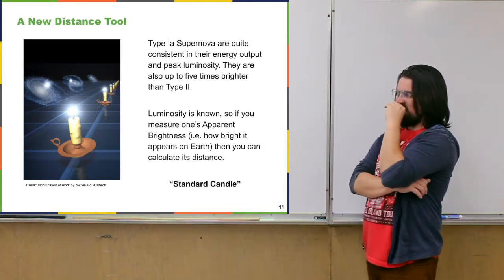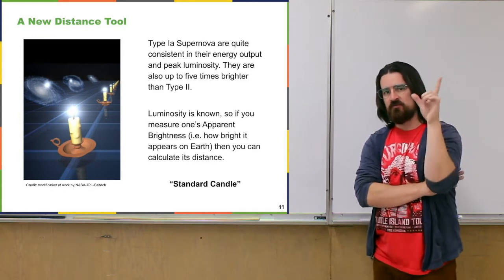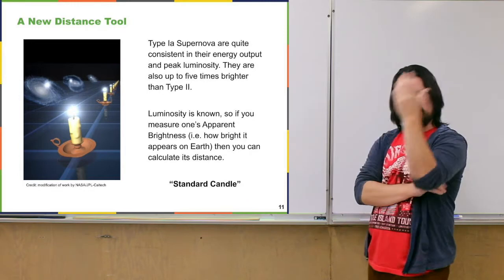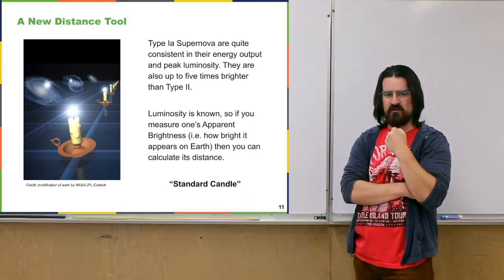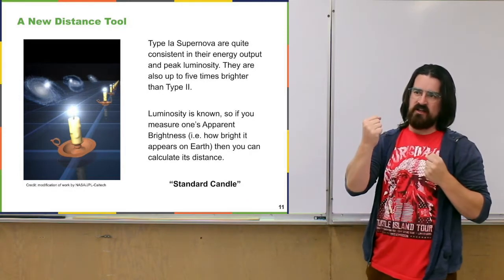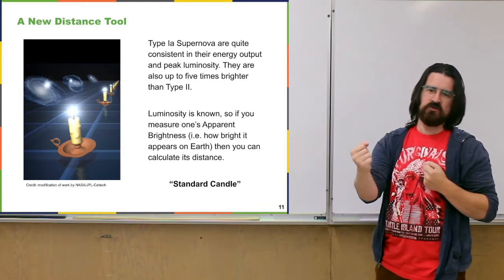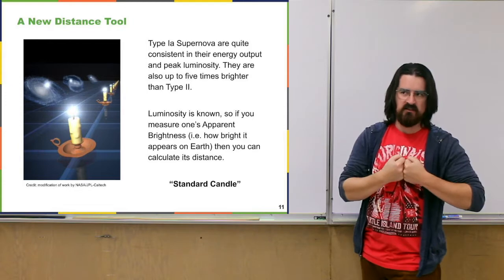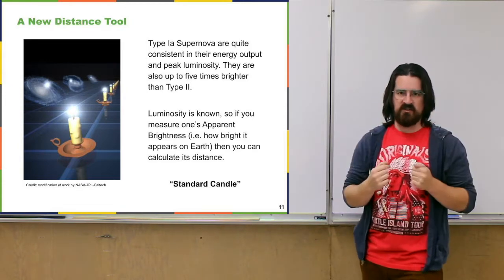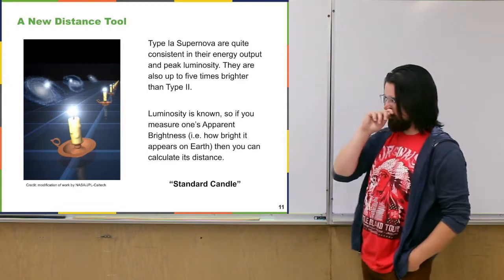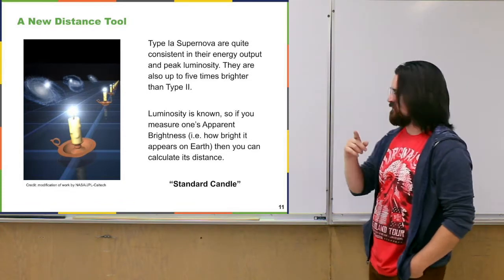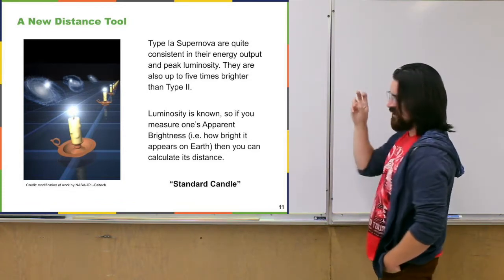So why is that a useful thing? Well, if I see a type 1A supernova, then I measure its apparent brightness, right? How bright it looks on Earth. If I also know pretty much how bright it actually got, its actual luminosity, and recall you have apparent brightness and luminosity, we can calculate its distance from us. So this is why these type 1A supernovas are sometimes referred to as a standard candle.